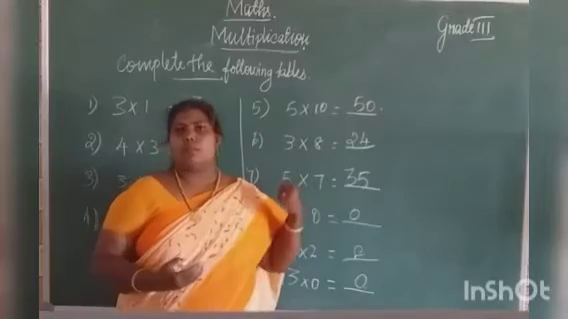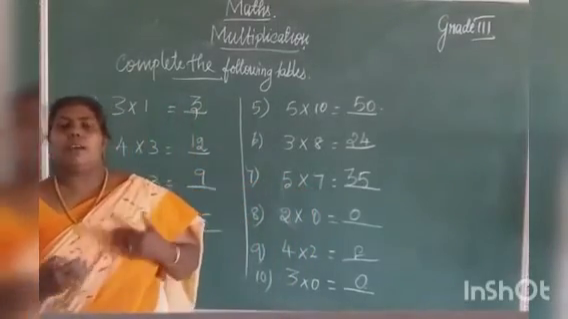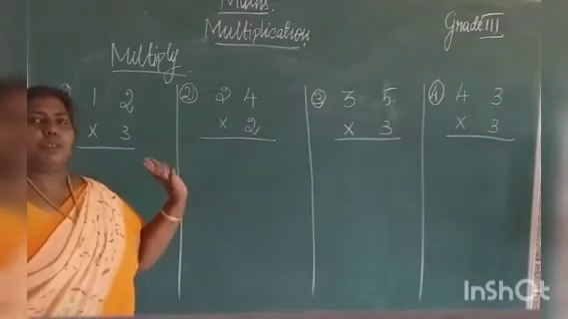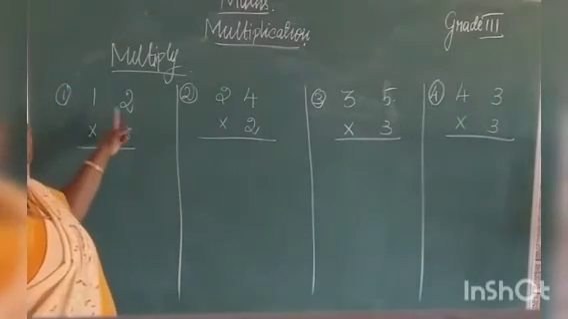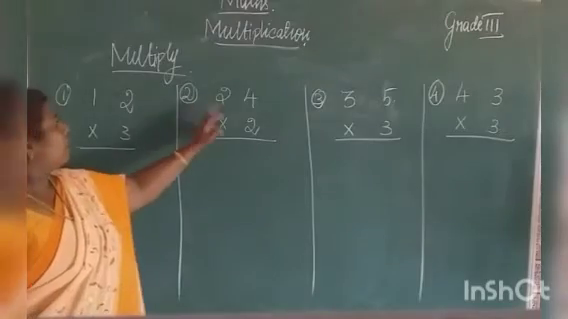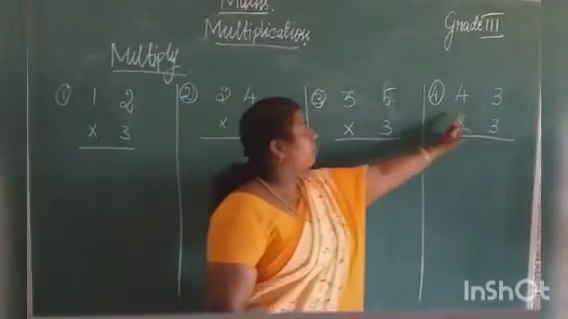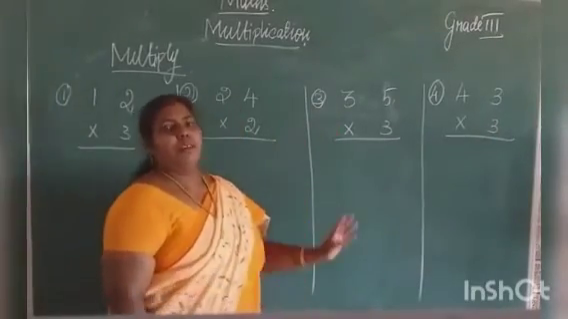Next we are going to discuss the 2-digit number. We are going to multiply 2-digit numbers, right? Here we are going to use 2-digit numbers. See here: 12 multiplied by 3, 24 multiplied by 2, then 35 multiplied by 3, then 43 multiplied by 3. Okay? 4 questions.